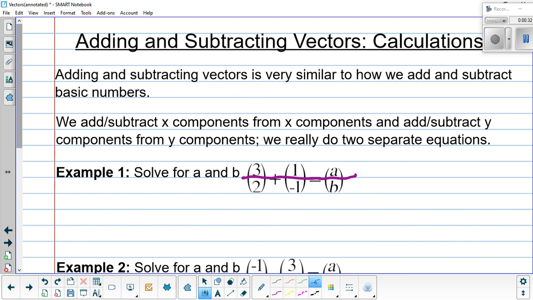So taking them out of their brackets, then we can just say 3 plus 1 equals A. And on the bottom, we have 2 plus negative 1 equals B. So here we can see that we can leave them as 4 for A, and for B, 2 plus negative 1 is just 1.